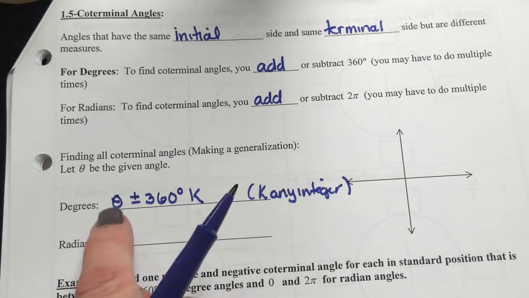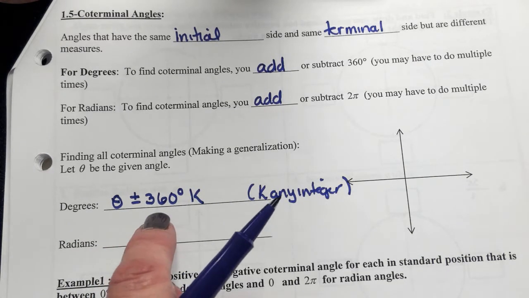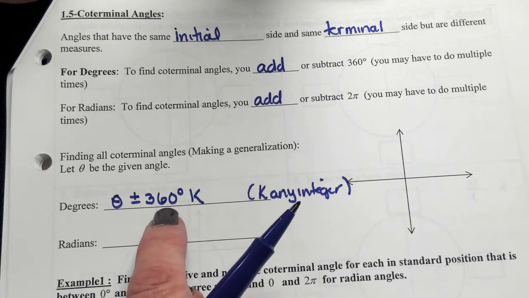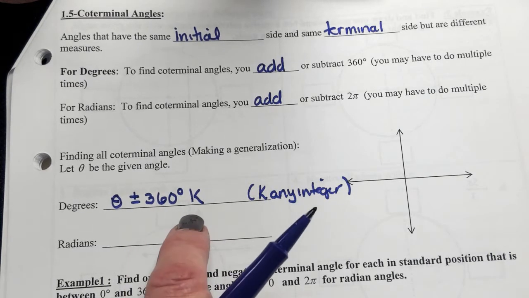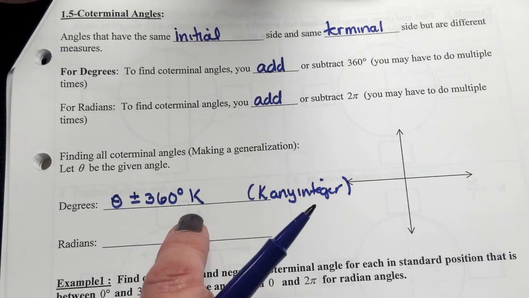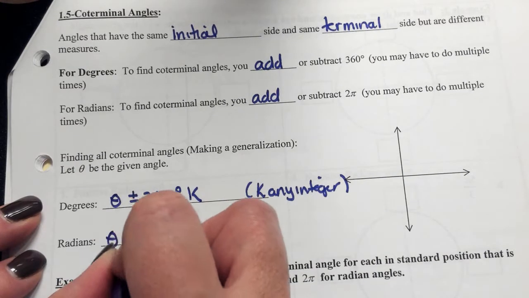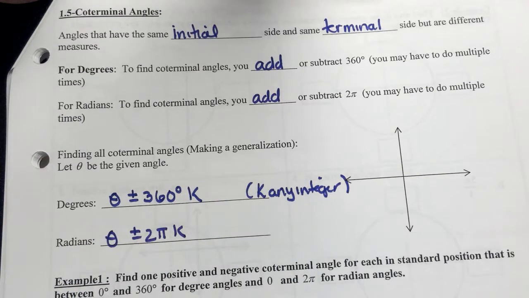For example, if my angle is 30 degrees, it would be 30 degrees plus or minus 360 times k. K could be 1, k could be 2, k could be 3, k could be 4. So you're taking 360, multiplying it by 1, 360, multiplying it by 2, 360, multiplying by 3, etc. That's what that k represents. In radians, instead of 360, it's going to be plus or minus 2 pi k, because you add or subtract 2 pi.